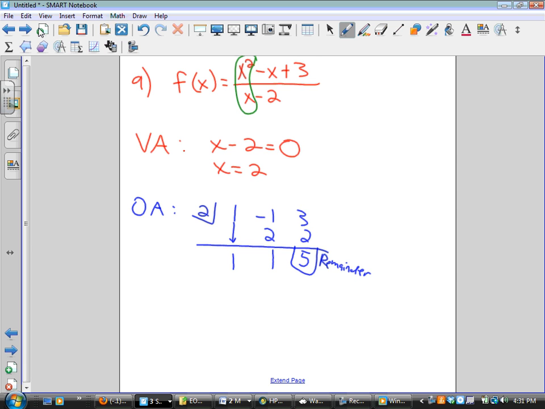So all we have to do is look at these numbers, and we are going to make those the coefficients of our oblique asymptote. And so what happens is this becomes 1x plus 1, which is just x plus 1. So our oblique asymptote is just x plus 1. Okay, if the two powers in the numerator and the denominator were equal, then all we would have to do is divide the leading coefficients. And if the denominator's power is larger, then the horizontal asymptote would be 0.